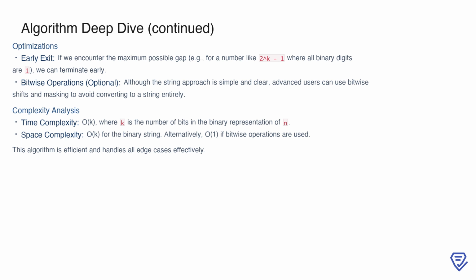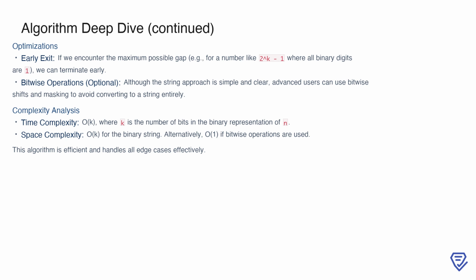This algorithm can be further optimized in a few ways. For instance, we could implement an early exit condition. If we encounter the maximum possible gap, such as in a number like 2^k - 1 where all binary digits are 1, we can terminate the loop early since no larger gap is possible. Another optimization involves replacing the string approach with bitwise operations. Advanced users can use bitwise shifts and masking to analyze the binary digits directly, avoiding the need to convert the number into a string entirely.